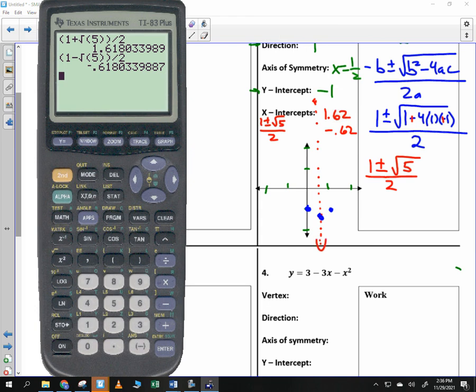I'm going to check to see if that fits with my graph. If I go over 1.62, it's a little bit more than 1.5, and negative 0.62 over there. Notice how it fits my parabola quite nicely. Any questions?